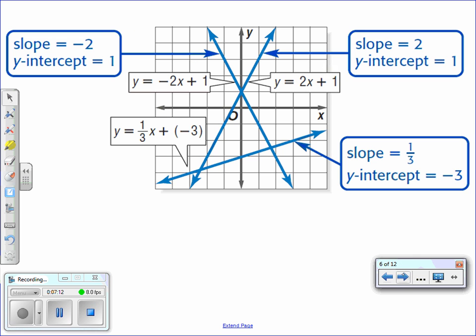All right, let's summarize what we have noticed. Here is the line we just graphed, and it has a slope of negative 2 and a y-intercept of 1.